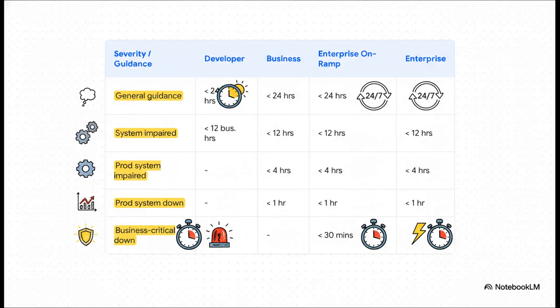See the jump from business hours on the developer plan to 24/7 with the business plan? Now look at those bottom two rows. This is where the money is for exam questions. A production system down gets a response in under an hour with business. But for a business-critical system, you need enterprise. That gets you a 30-minute response with on-ramp or an absolutely incredible 15-minute response with full enterprise.